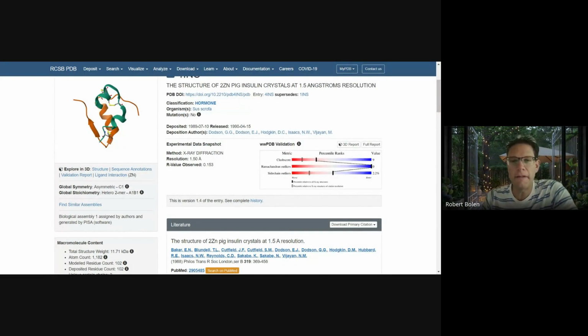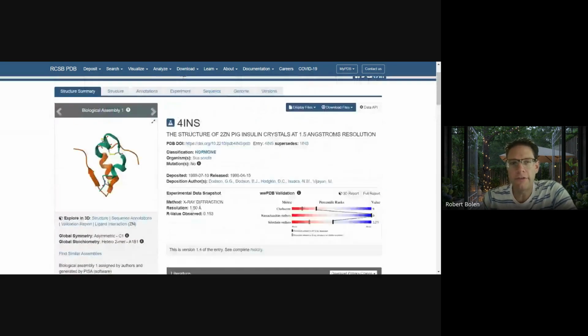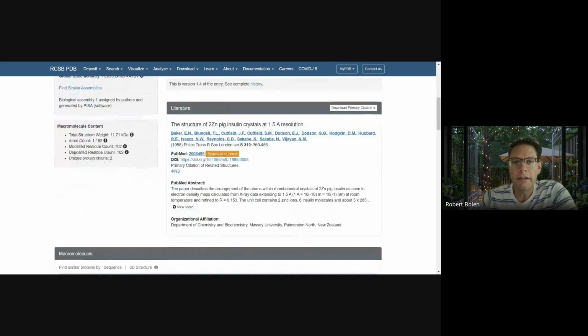Well, while you were doing that, I quickly jumped to the PDB. So here it is in real time. Here's the structure that you were just showing everybody. This is where we can get the papers from. A lot of these structures will have a published paper with them. Because we're talking about how do we get the information? How do we get the background on it? Well, this is how we get it. We click right here, and there's a publication called The Structure of Two Zinc Pig Insulin Crystals, and we can click on that, and that allows us to go right to the paper.